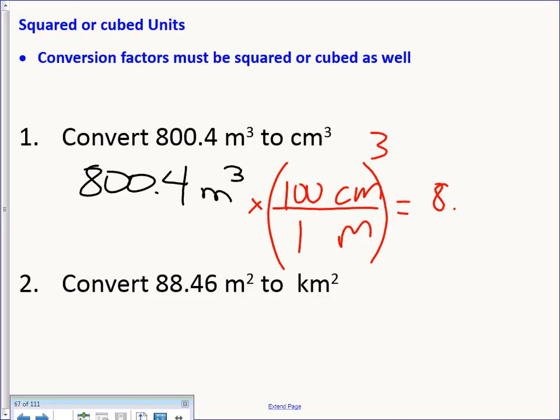I'm going to go scientific notation. So 8.004 times 10 to the 8. You can try that in your calculator. Centimeters cubed, because the centimeters are also cubed and the meters are also cubed. And I'll show you my cancellation in just a second.